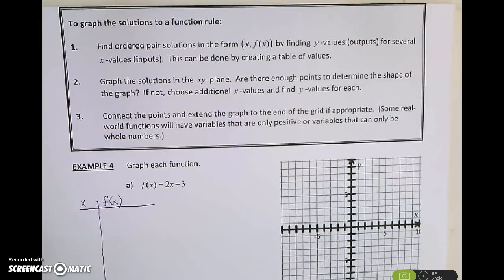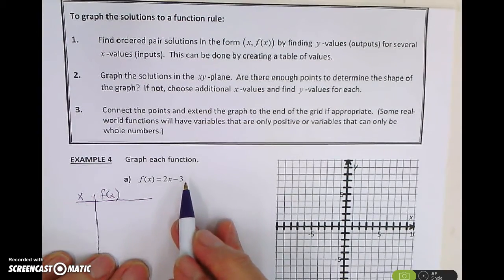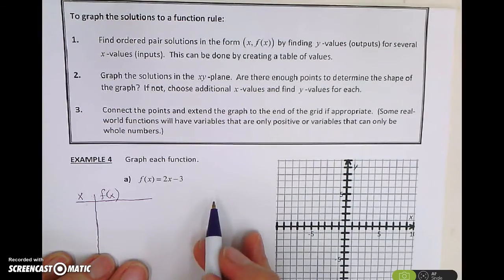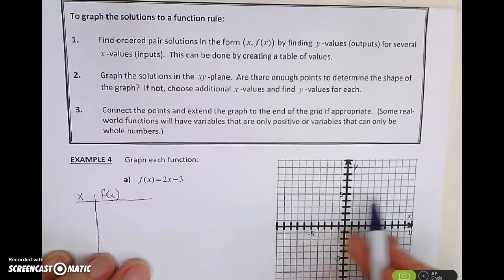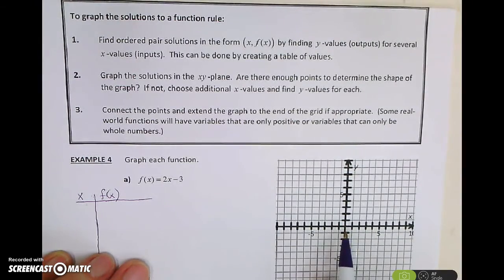All right, so we know that a function rule will produce ordered pairs of input, output. So what we're going to do now is take a function rule like f of x is equal to 2x minus 3. We're going to come up with the ordered pairs input, output, and plot those points over here to see what our function rule would look like as a graph.